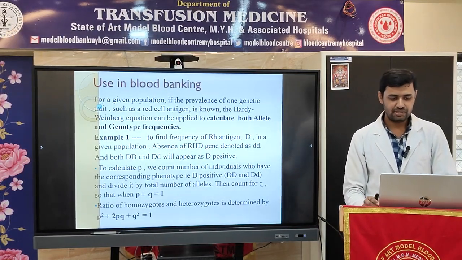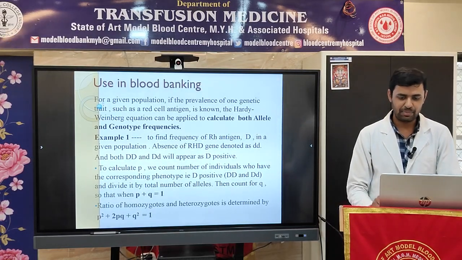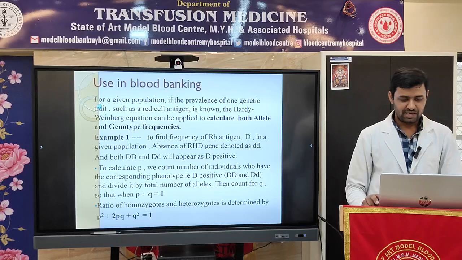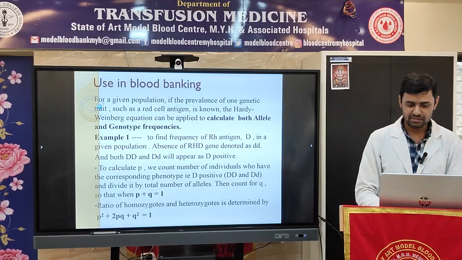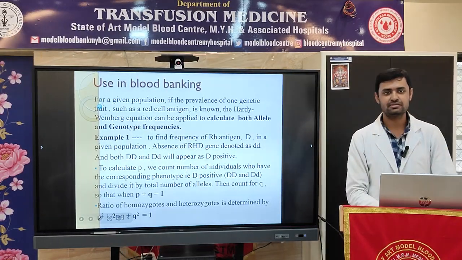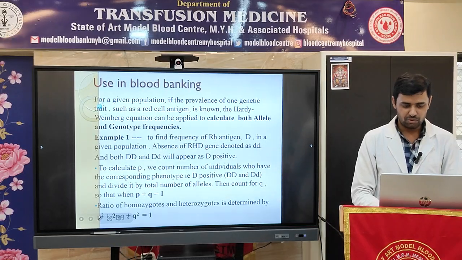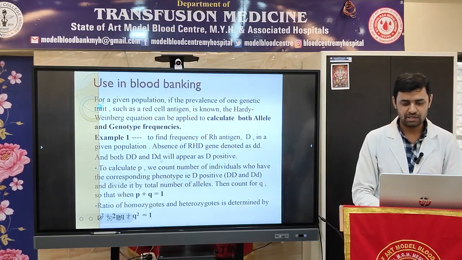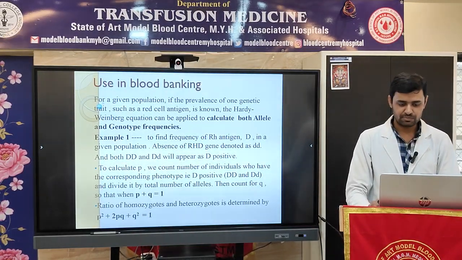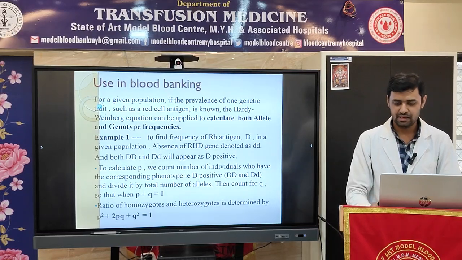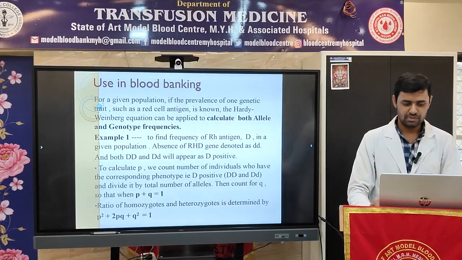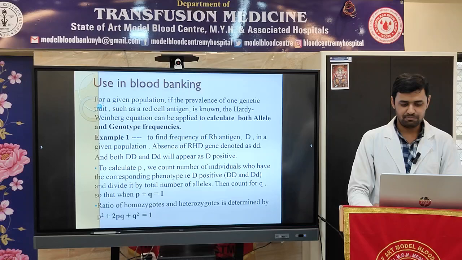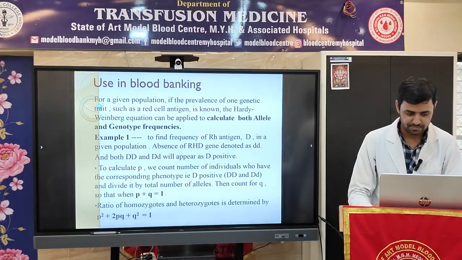For example, example 1: to find the frequency of the Rh antigen, capital D, in a given population, we can assess the genotype also, like absence of the complete RHD gene denoted as small d. So it means that both capital D capital D and capital D small d will appear as D positive. To calculate p, we count the number of individuals who have the corresponding phenotype, that is D positive, which is capital D capital D and capital D small d, and divide it by the total number of alleles. Then we count for q. So we use the formula p plus q equals 1. If p is known, we can calculate q also.